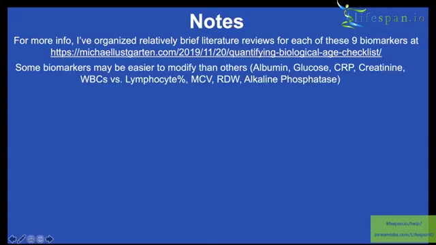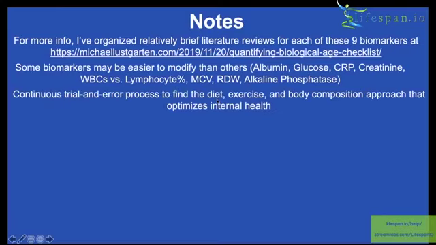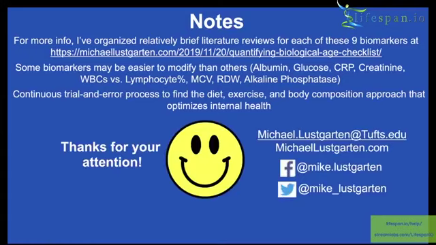It's important to note that some biomarkers may be easier to modify through diet, exercise, supplements, fitness, or other means than others. For example, for me, I'd say that albumin, glucose, C-reactive protein, creatinine, and white blood cells may be easier to modify versus the others. And this is a continuous trial and error process. To think that you can just do it once and have it perfect, I'd argue that that's not the case. And that's all I got.